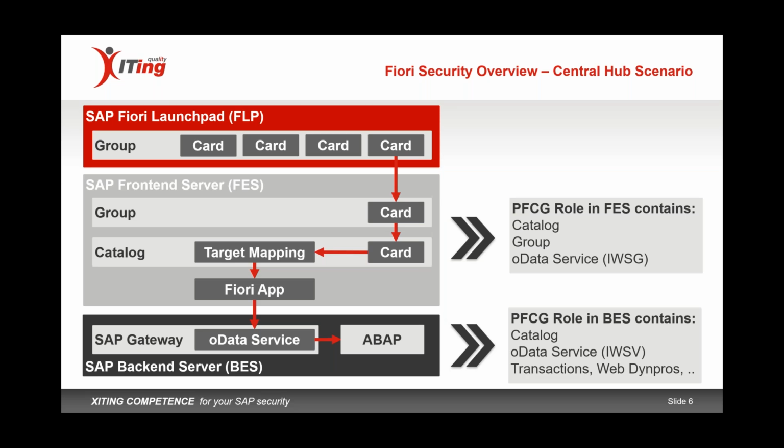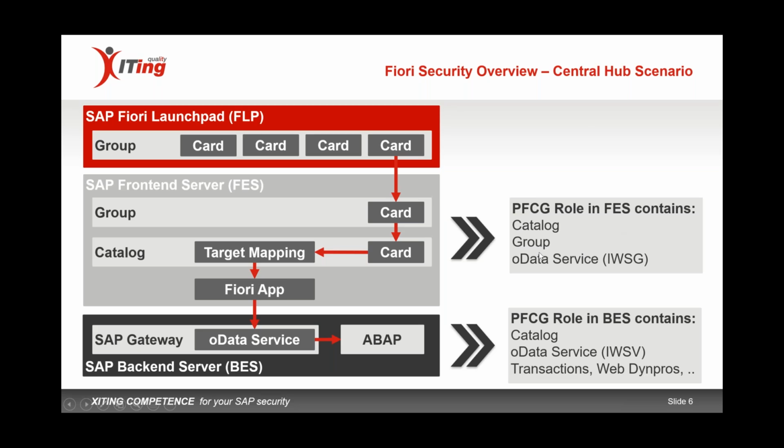Importantly, on the front-end server, a user needs a catalog, a group, and then the front-end OData services, which is required for a user to start and see a tile. And then on the backend server it's the same thing. We need a catalog, and we need the backend authorizations, and those are the authorizations that at the end of the day control what the user can see within an application.